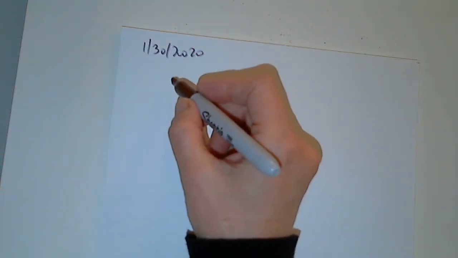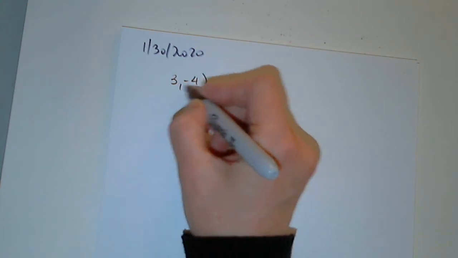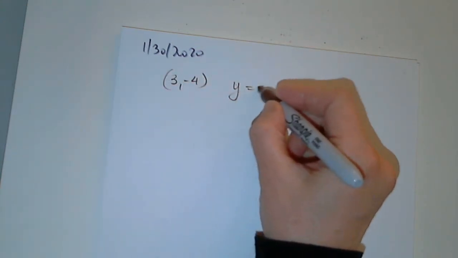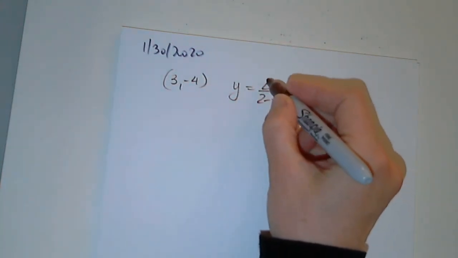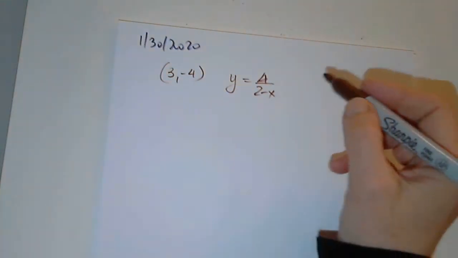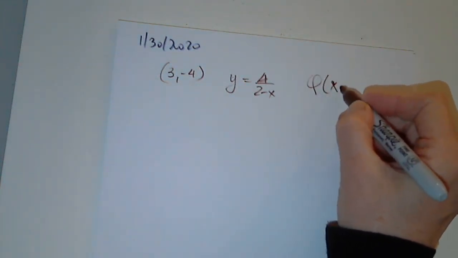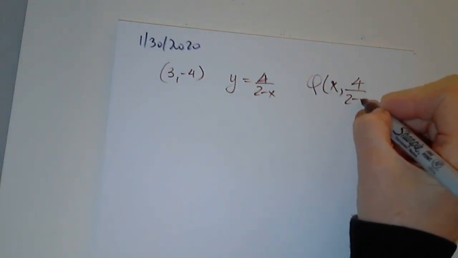It said the point (3, -4) lies on the curve y equals 4 over 2 minus x. And then it said, if Q is the point (x, 4 over 2 minus x), use your calculator to find the slope of the secant line.